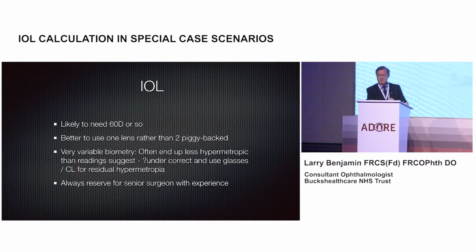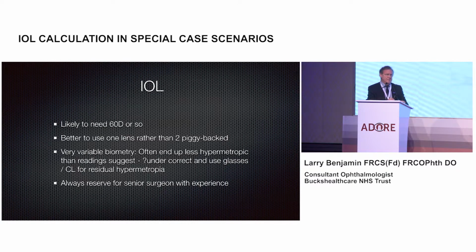Now, they don't make lenses of 60, or a few companies do, they're made to measure, but they're rare. So what a lot of people do is they end up putting a piggyback lens in. They put a 40 and a 20. And that's not a good thing to do. It's much better to use a single lens in these eyes because they are so shallow.